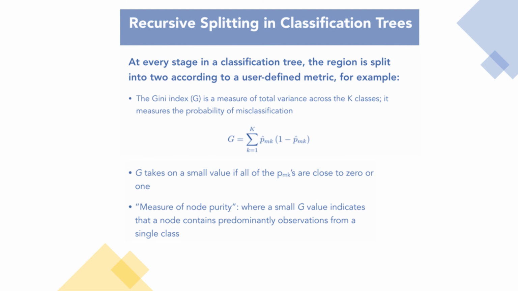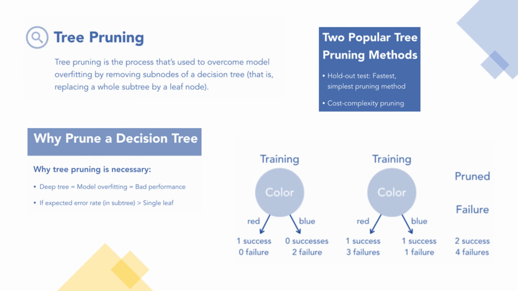Now another important term that you need to know in decision trees is tree pruning. Tree pruning is the process that's used to overcome model overfitting by removing subnodes of a decision tree. In other words, replacing a whole subtree by a leaf node. Now why do you need to prune a decision tree? Well, if you grow a tree deep, it would make good predictions on the training data, but it will probably lead to bad performance on the test data. That's because of overfitting. In these cases, you need to prune the tree.